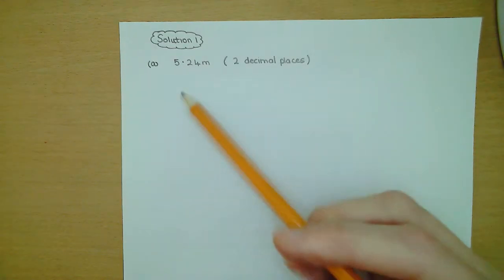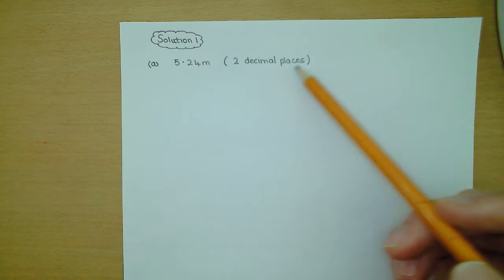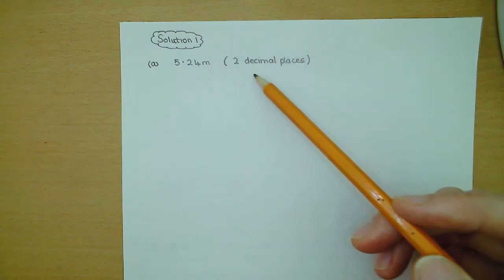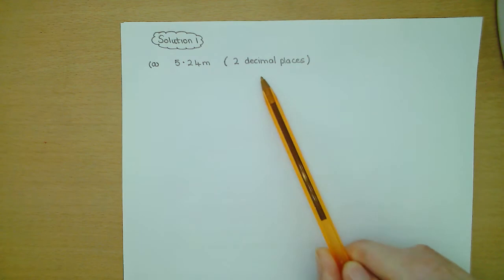Example 1, part A, we are given the rounded value. We're also given the rounding, and we're asked to work out the upper and lower bounds. In other words, the largest and smallest possible value that the actual value can be. So, the starting point is to look at the rounding.